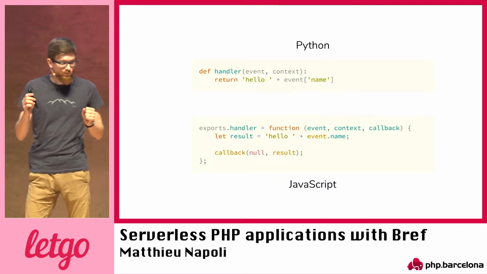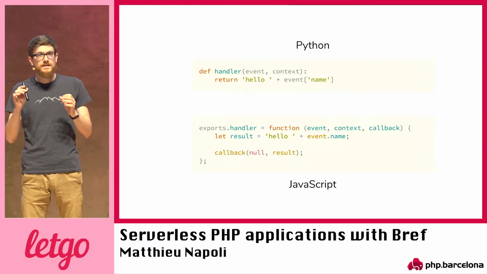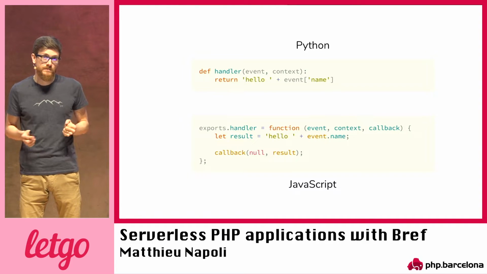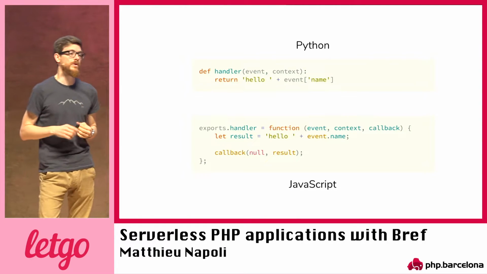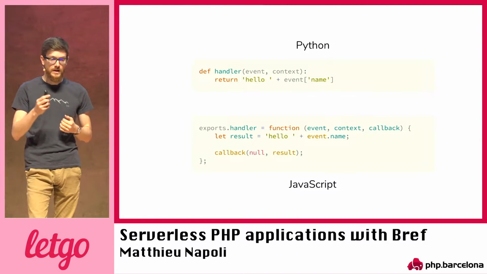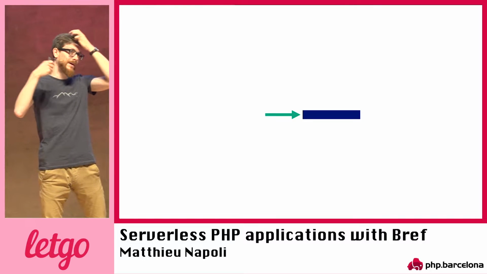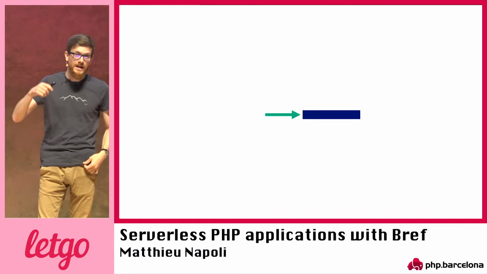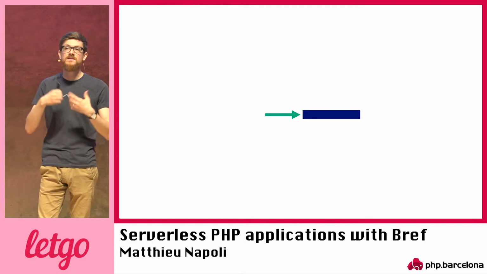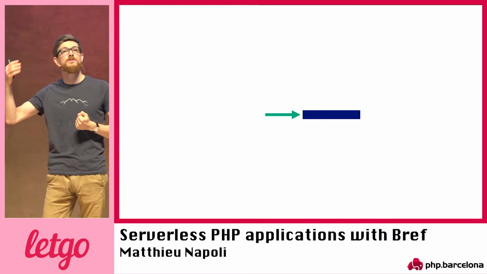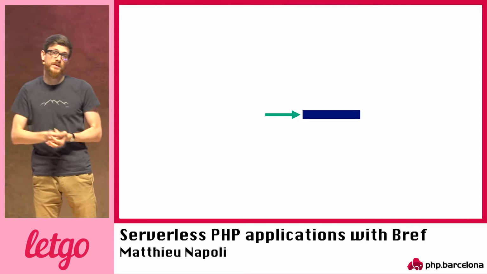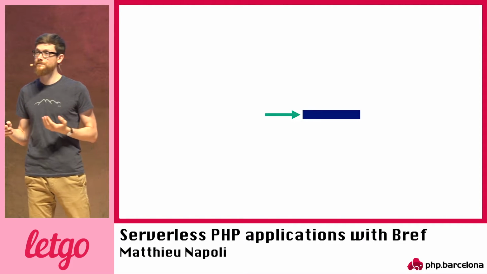Now, let's say we want to run a web application. Let's go back to the roots of what it means to run a web application. And this is how I like to explain it. So let's say the green arrow is the event. It's an HTTP request. When there's the request, some code needs to run and return a response. So this is the blue bar.